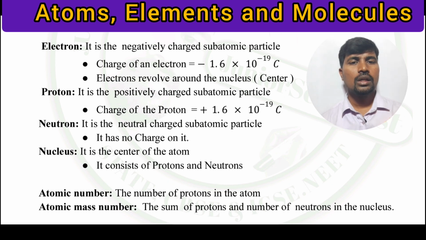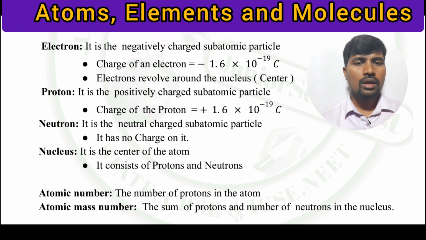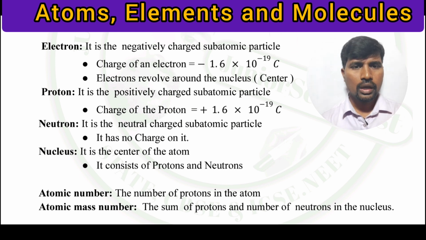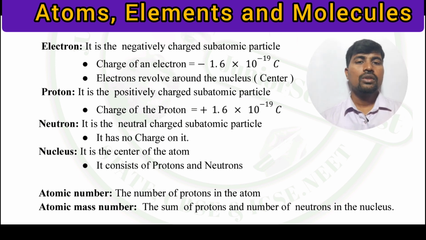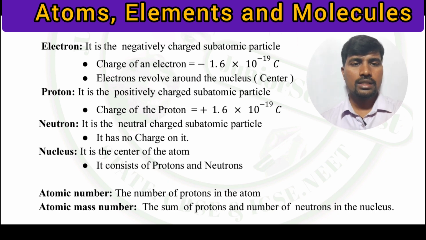Okay. Next, neutron. It is the neutral subatomic particle. Proton, neutron ki charge undadu, no charge, zero. And here the neutron has mass also, but it doesn't have any charge. Nucleus is nothing but the center of the atom. It consists of protons and neutrons.